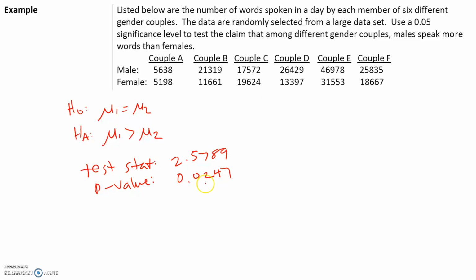Since the p-value of 0.0247 is less than 0.05, which is the significance level, we will reject the null hypothesis and support the alternate hypothesis that the number of words spoken by husbands is greater than the number of words spoken by their wives.